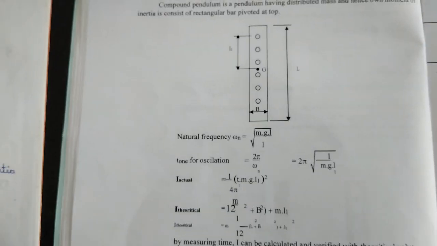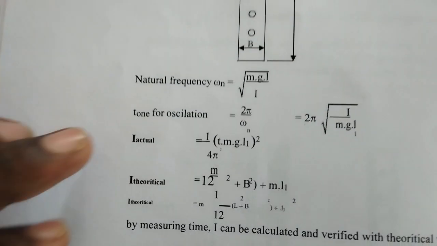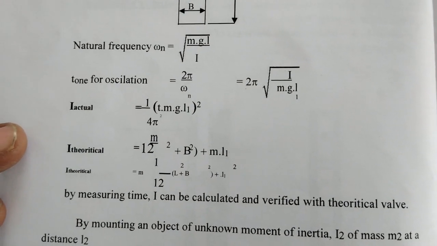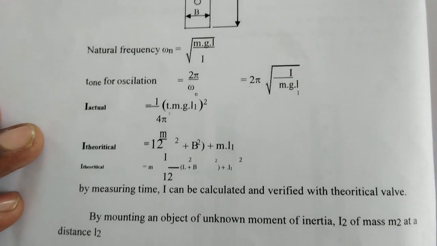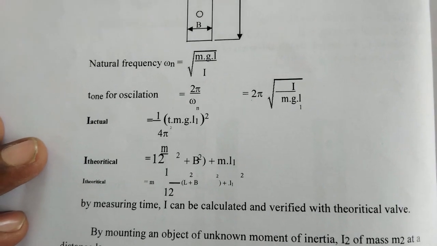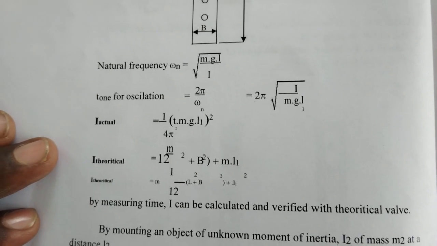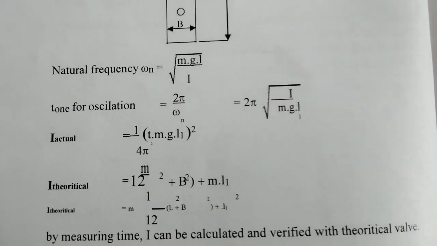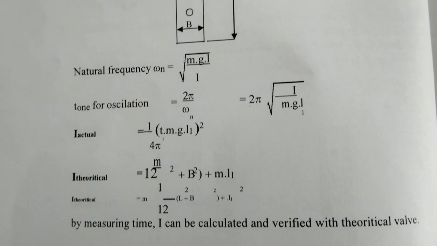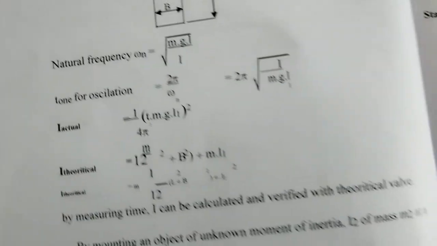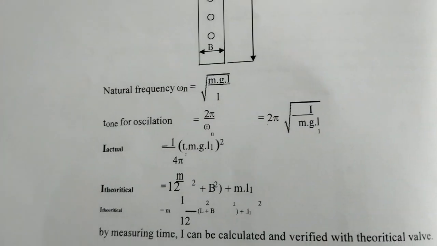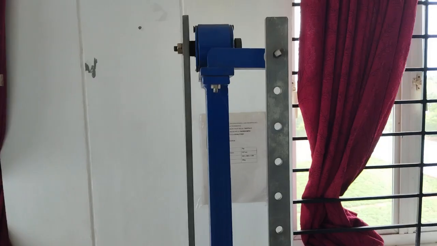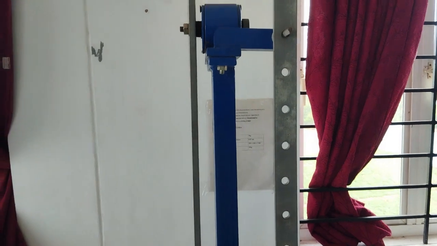The formula used for I actual is equal to 1 by 4 pi square into T into M into G L1 whole square. This formula we are going to use for the I actual. Next, I theoretical is M divided by 12 into L square plus B square, plus M into L1 square. This formula is used for the I theoretical. Next, we are going to do the experiment.